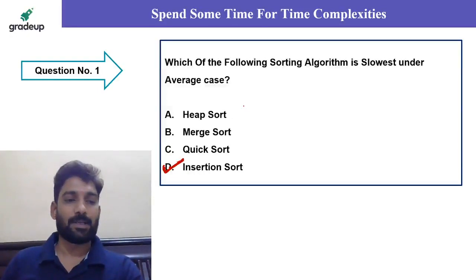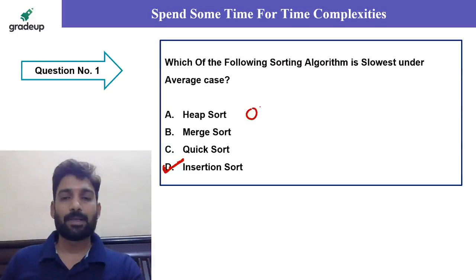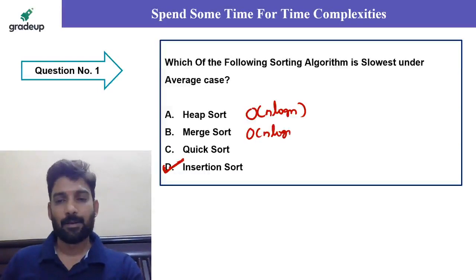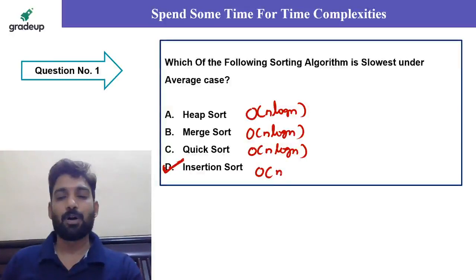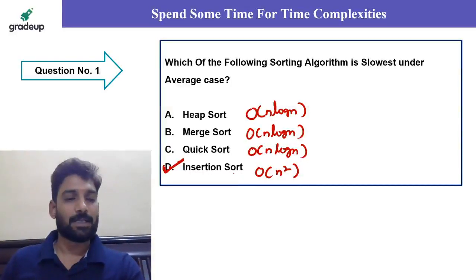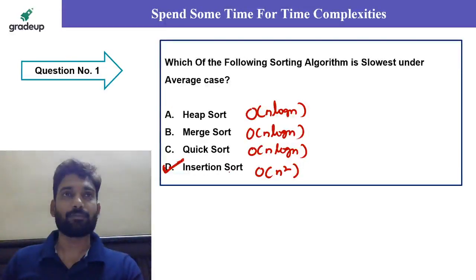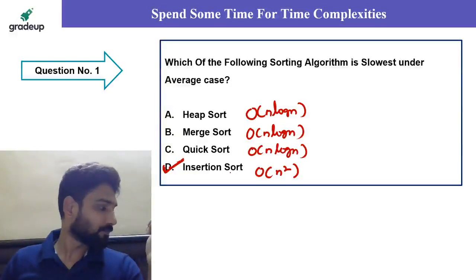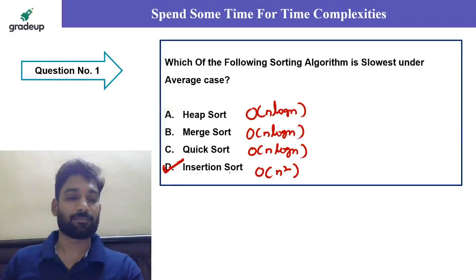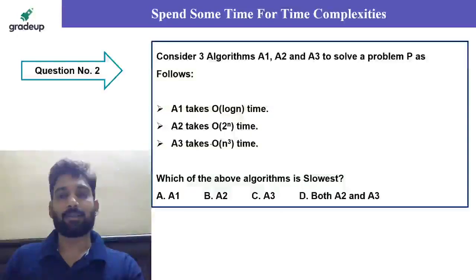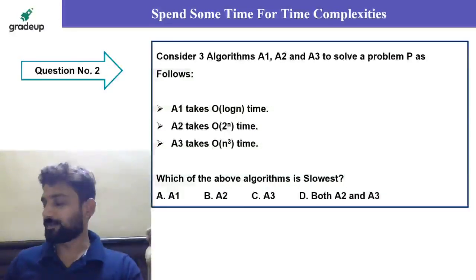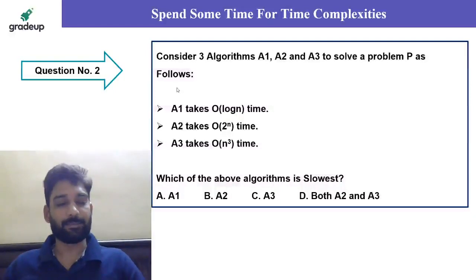So what is the time complexity? Heap sort time complexity is big O of n log n. Merge sort big O of n log n. Quick sort big O of n log n. But insertion sort is big O of n square. Hence, insertion sort time complexity is more. Okay? Alright. Go through this problem once and tell me what is the answer.